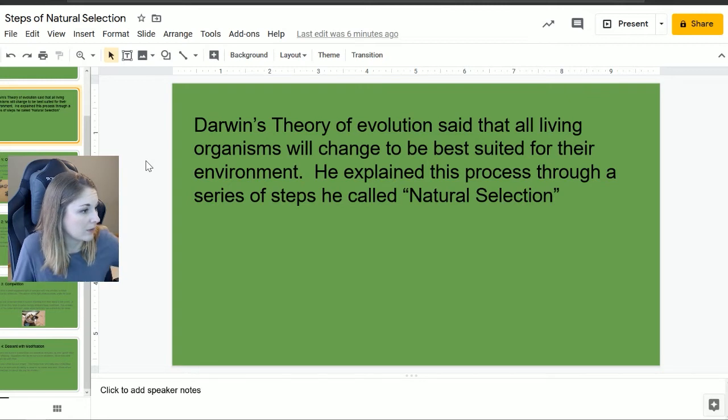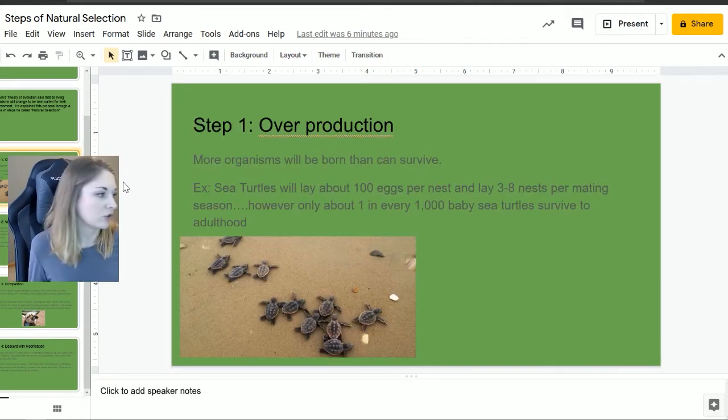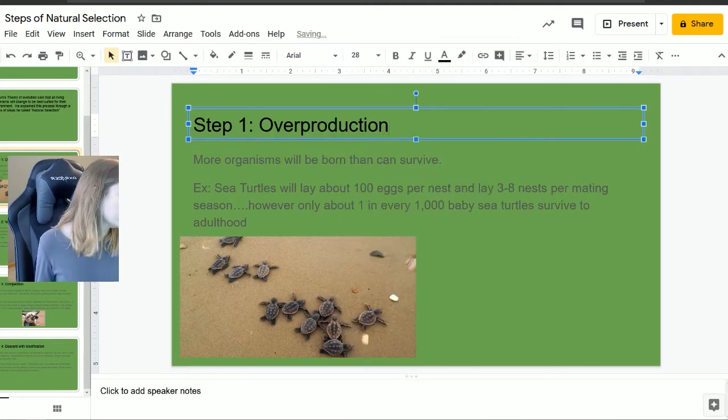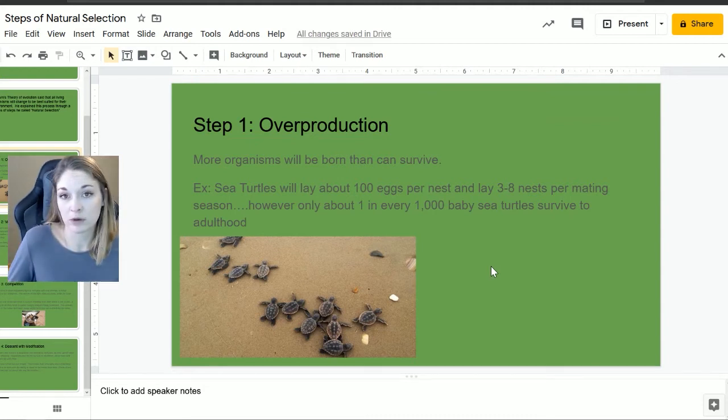So the first step, according to his theory, is called overproduction. Overproduction just means that more organisms are being born than can survive.